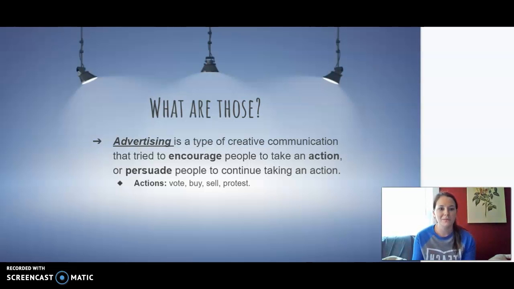Advertisement. Well, what are those? Advertising is a type of creative communication. It is tried to encourage people to take action or persuade people to continue an action. An action could be, whether to vote on something, or to buy something, or to sell, or protest against something you don't like. So those are all different types of actions that a company or people might try and persuade you to do through advertisements.